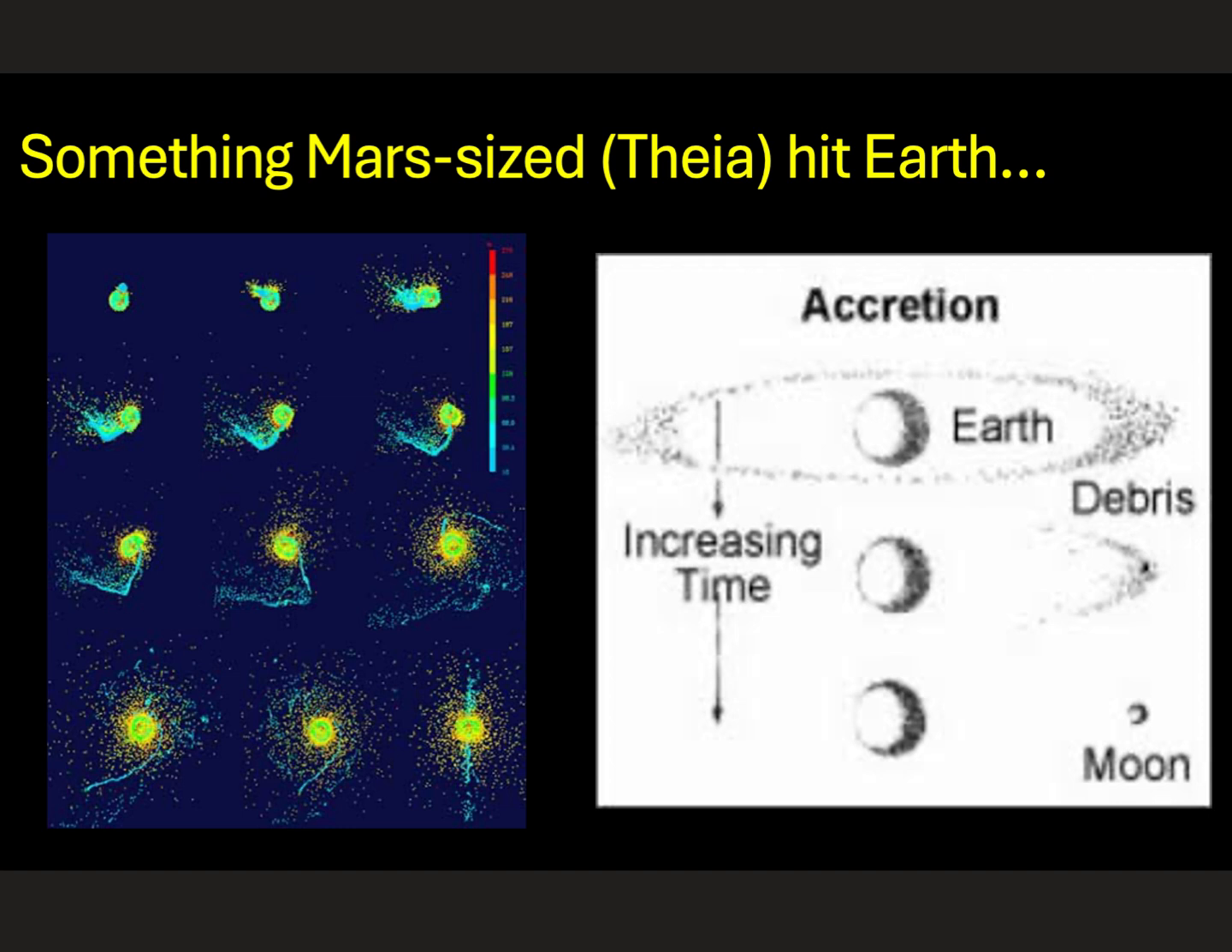Models show that a Mars-sized object called Theia, impacting the Earth, would have left most of the core material behind with the Earth, but a large amount of lower density crust and mantle material would have been ejected into space. This material would have formed a ring around Earth that would eventually coalesce together, forming the moon. Here you see a computer model and an artist's conception of how this might have occurred. You see the impact and the ring material.